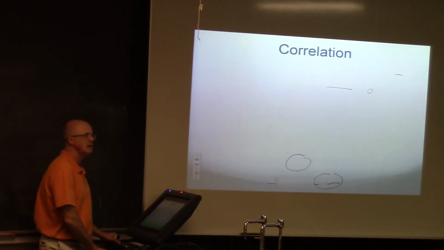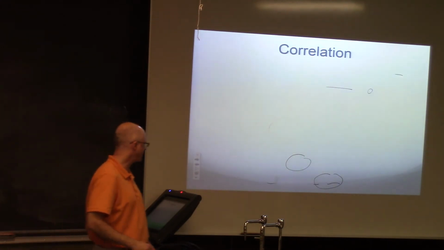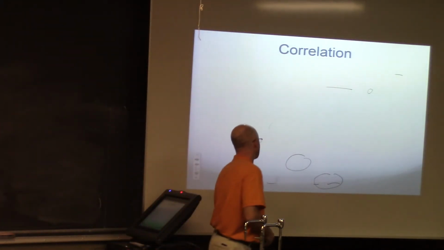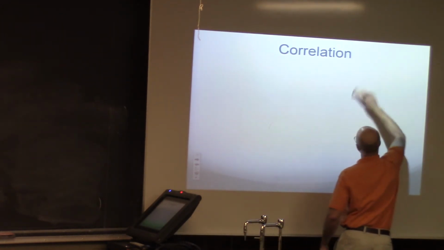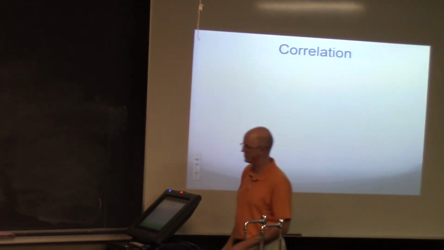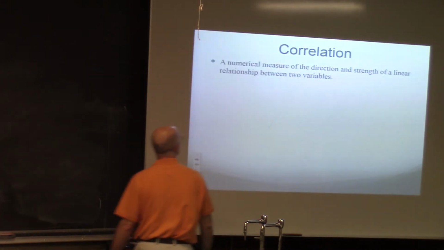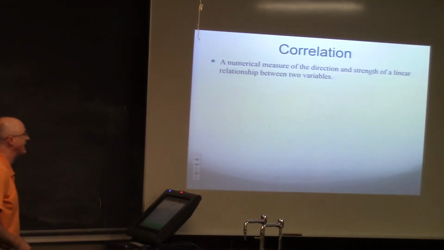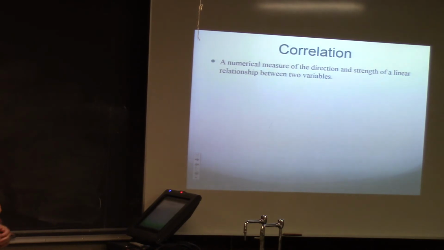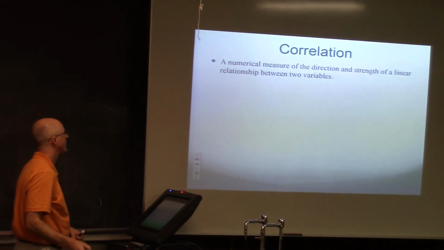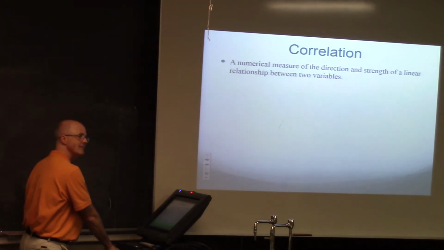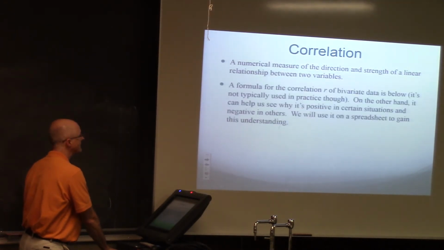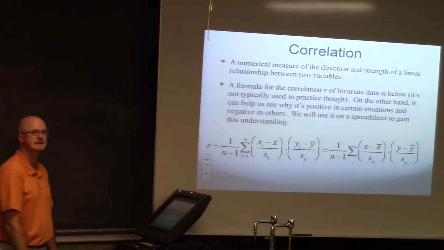We can measure the strength of a linear relationship with something called the correlation. The correlation is a numerical measure of the direction and strength of a linear relationship between two variables. It's a number. It's a statistic. It's got a formula. The formula is kind of crazy looking. Yikes.